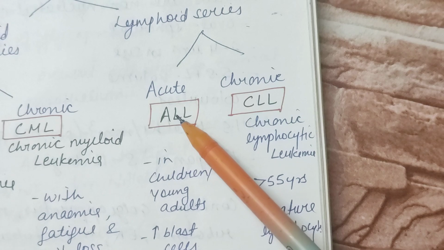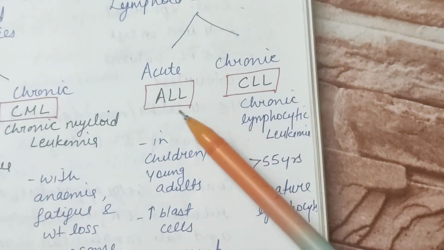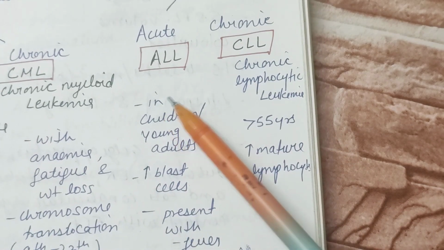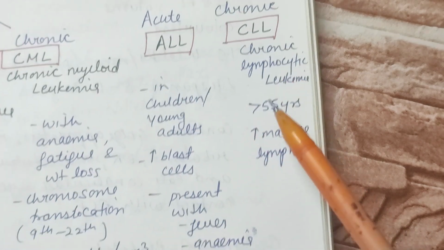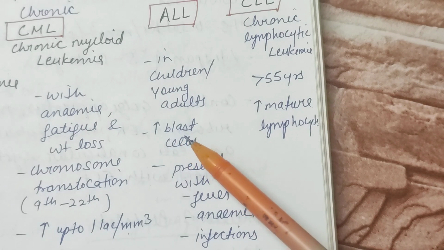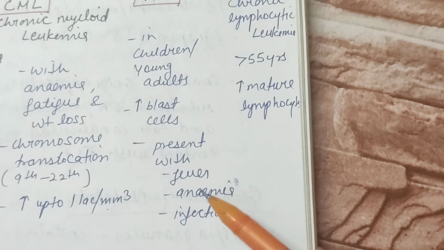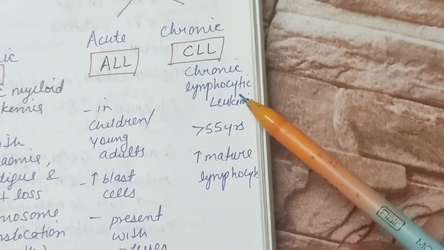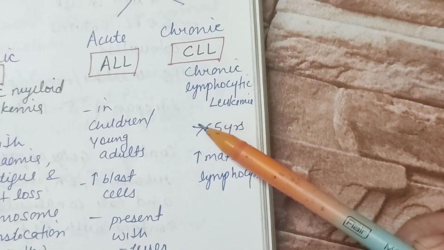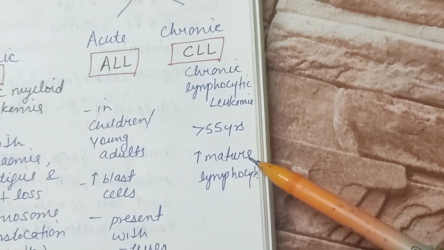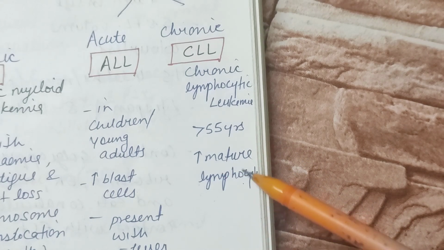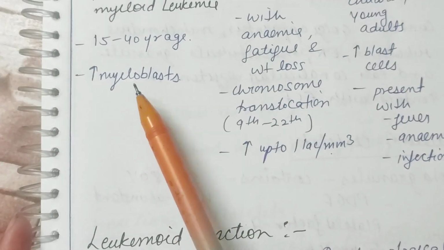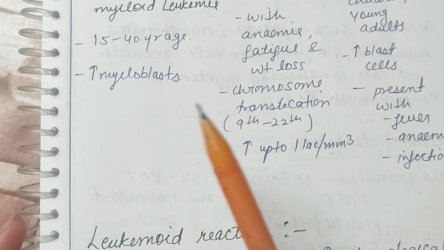Okay, then we are talking about the lymphoid series, the same acute and chronic lymphoid leukemia. Acute lymphocytic leukemia is associated with children or young adults, there is an increase in blast cells, and it presents with fever, anemia, or infections. And chronic lymphocytic leukemia is basically in old age, and increased mature lymphocytes occur here. So you can see here in CLL there are mature lymphocytes, and here you can see the myeloblasts increase.